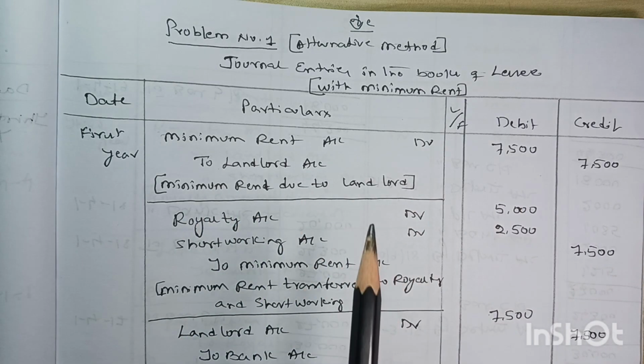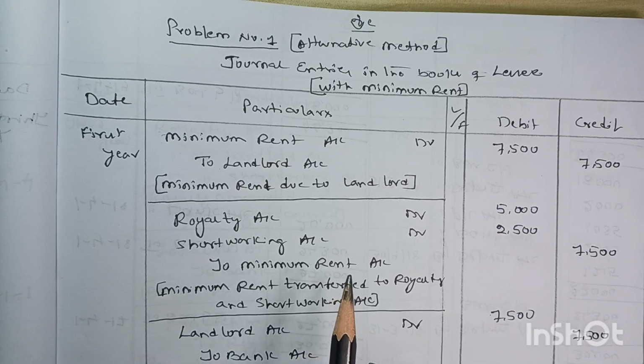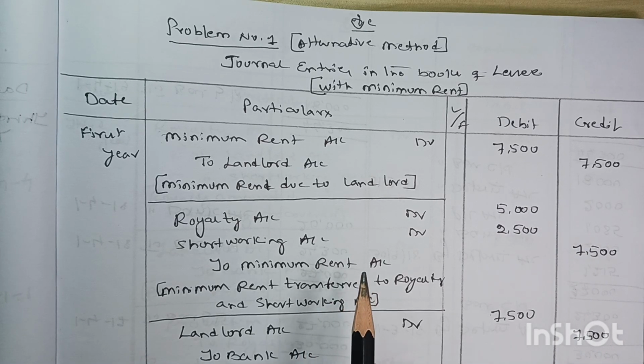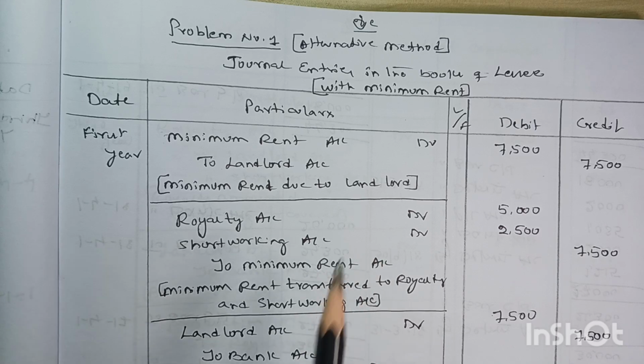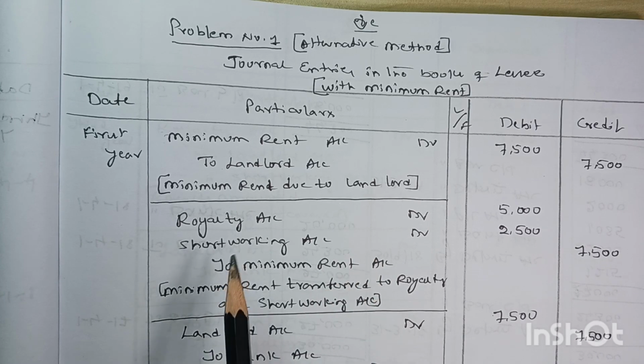That means it becomes as usual, like without minimum rent. But in the examination, if they specifically ask to write with minimum rent, you have to write like this only, or without minimum rent you have to write like that only. So for that I am showing you both the types.